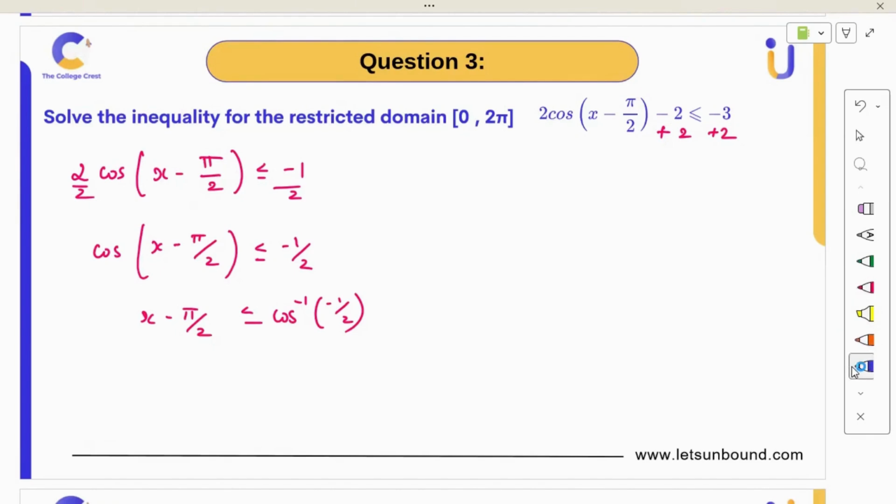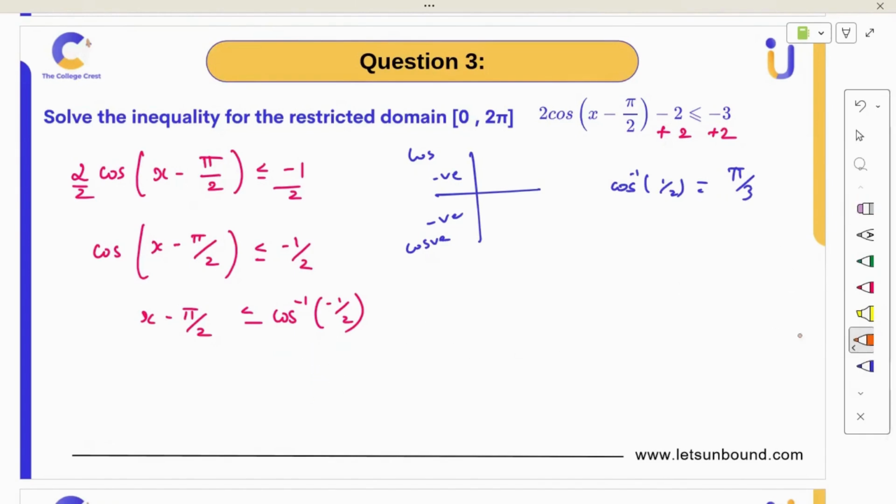Okay. Cos inverse of -1 by 2 means what angle it is. Cos is negative here and here. And for 1 by 2, cos inverse of 1 by 2, I'm not taking sine because the sign will decide which quadrant I should pick. The reference angle is pi by 3, that is 60 degrees.